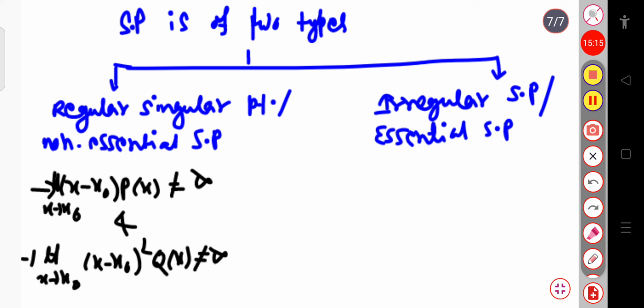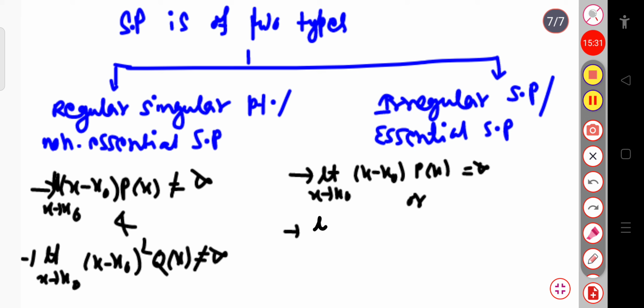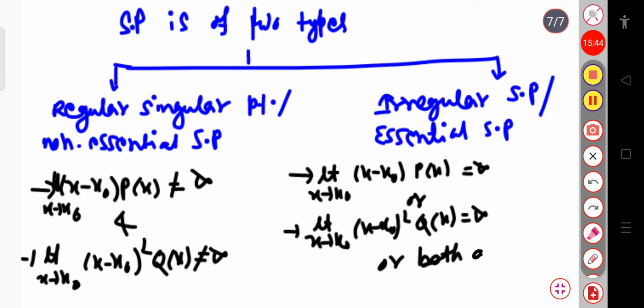Similarly, for the irregular singular point, you have to check whether the limit as x tends to x naught of x minus x naught, p of x equals infinite, or the limit as x tends to x naught of x minus x naught whole square, q of x equals infinite, or both are infinite. Then that point, x naught, is called the irregular singular point.